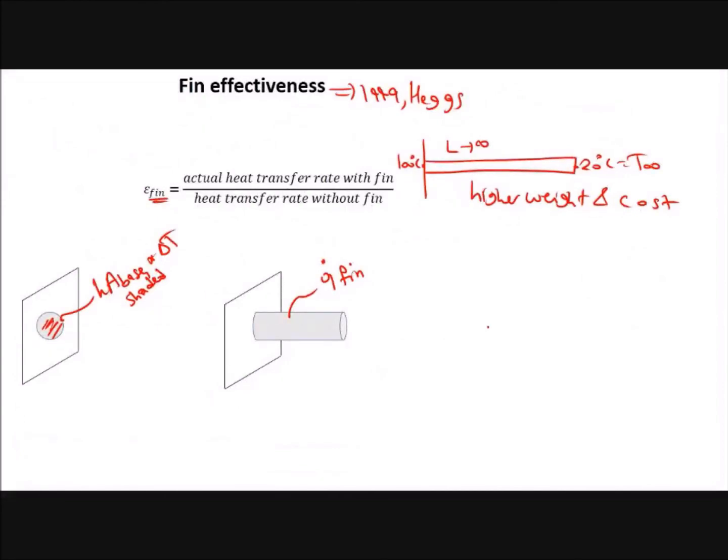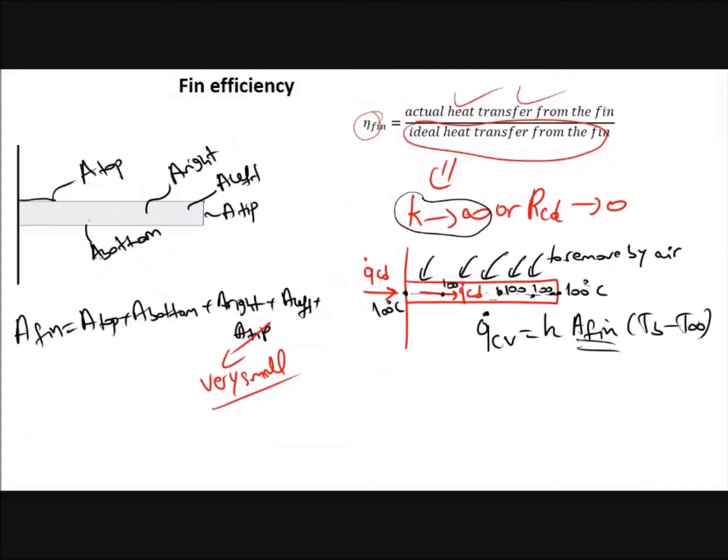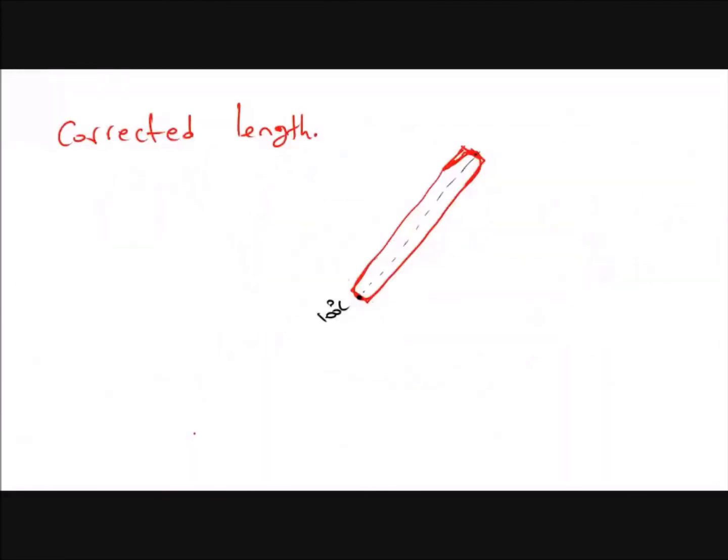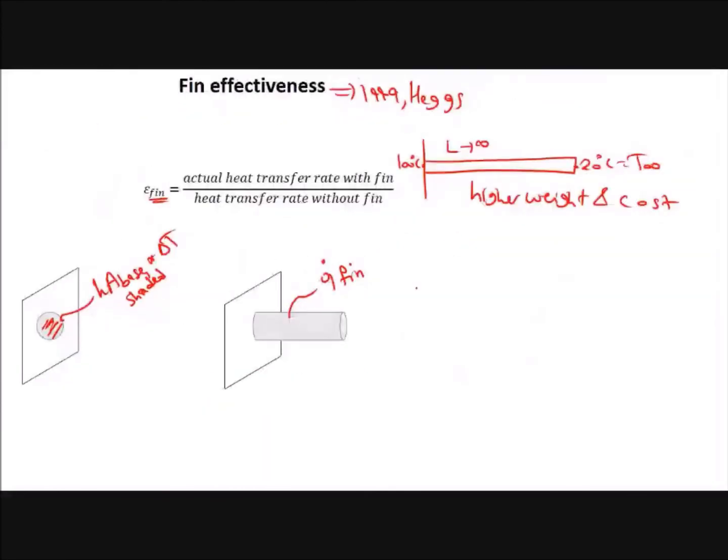I can do one simple calculation for one fin. Let's say the simplest one is an infinitely long fin. Let's see what it brings us. If the fin is infinitely long, the heat transfer is m, which is the square root of h p k Ac, times theta base. Let's use it: the square root of h p k Ac, where Ac is the cross-sectional area, times theta base.